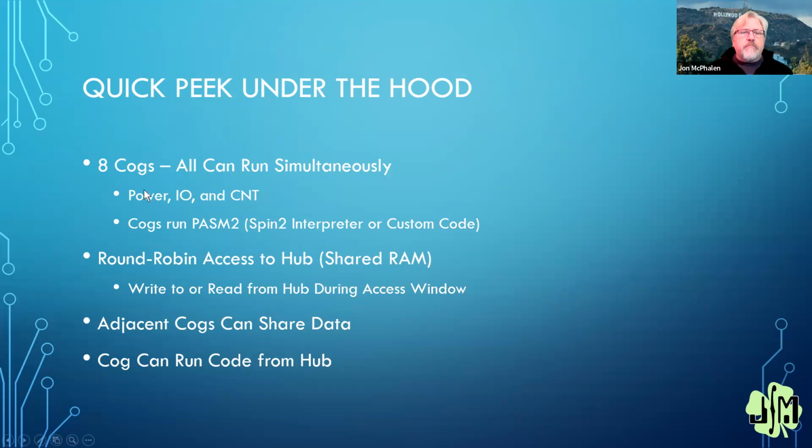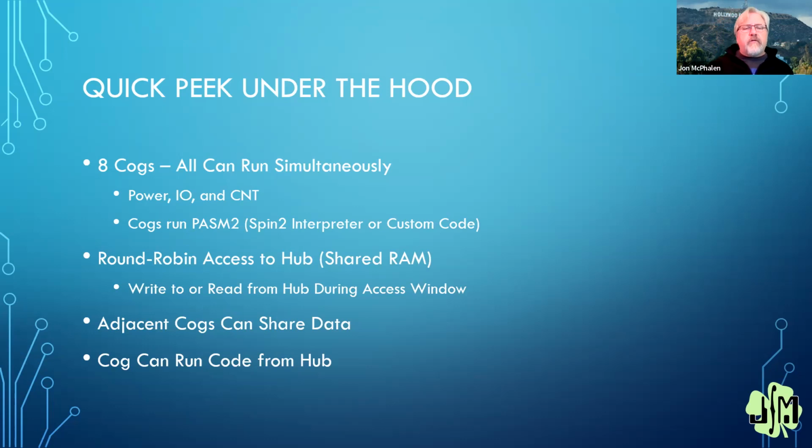All the cogs have access to power, all the IO pins, and the system counter. In the P1, it's called CNT as a register. In the P2, we use a get count, the GET-CT, to grab that register, and in the P2, it's actually 64 bits. The cogs run PASM or PASM2. And so that's where the interpreter is. The interpreter is running in a cog and it's assembly.